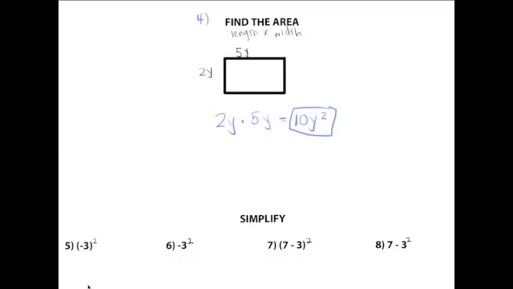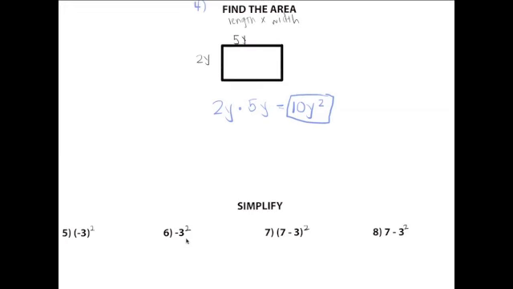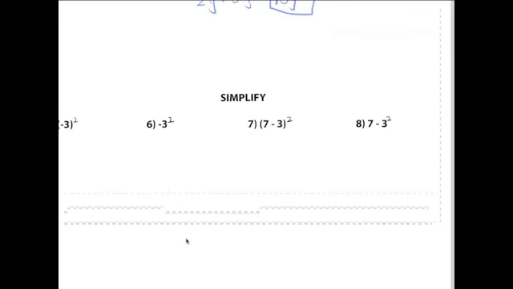The last thing, or actually second to last thing I want to show you is simplifying. So I put 4 problems here, 5, 6, 7, 8, and they look kind of similar, like 5 and 6 look similar, and 7 and 8 look similar.